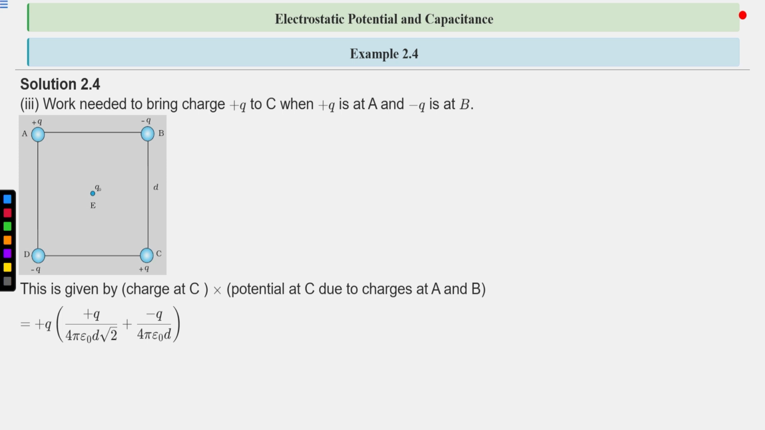Now, the charge at C is plus Q. What is the potential at C due to A and B? This is the potential at C due to A. A is here. What is the potential created by A at C? Q by 4 pi epsilon naught and this distance. What is this distance according to Pythagoras theorem? D square plus D square, so root 2 D. This is the potential created by A at C, and this is the potential created by minus Q at B on C: minus Q by 4 pi epsilon naught, and this distance is D. So the charge at C times the potential at C due to charges at A and B is the work done to bring this positive charge to C when both these charges are present.